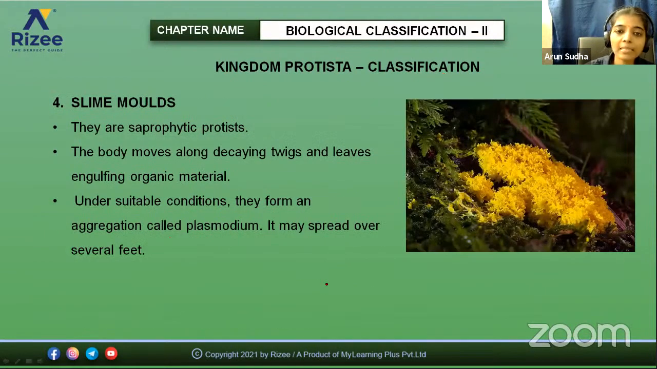The next type of organisms are the slime molds. We saw that by the term molds, they are similar to fungi.